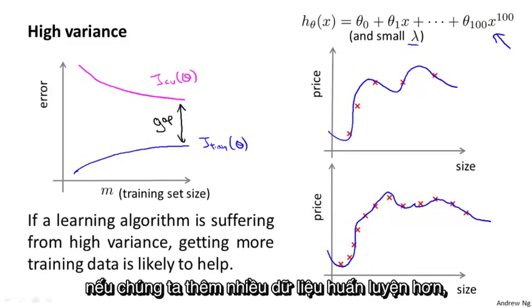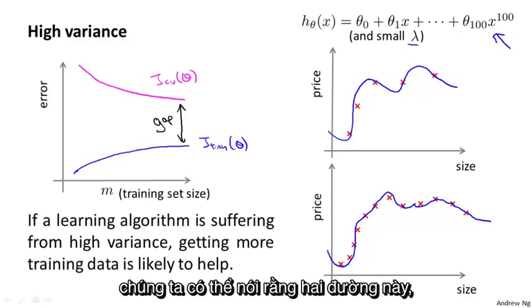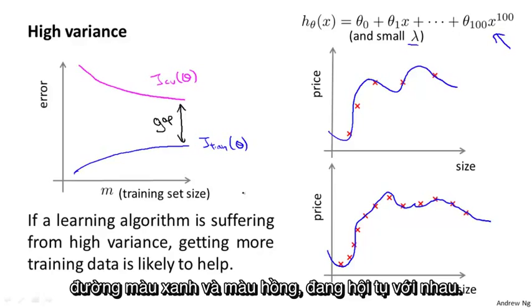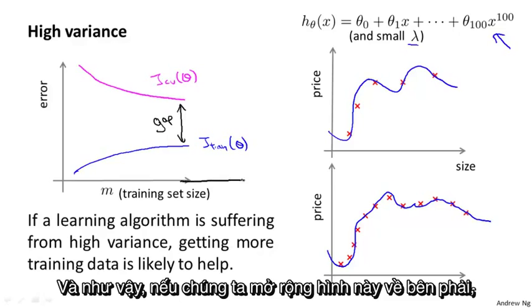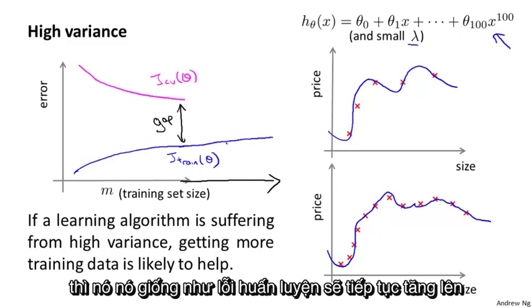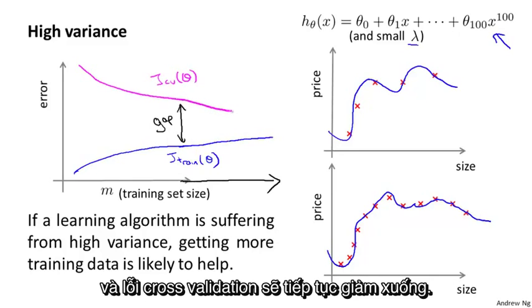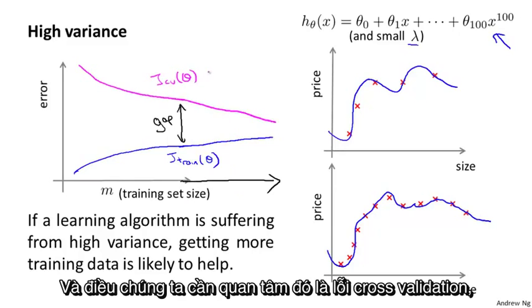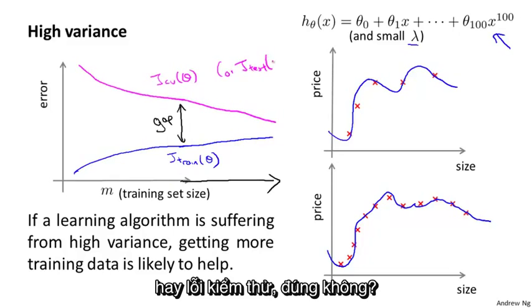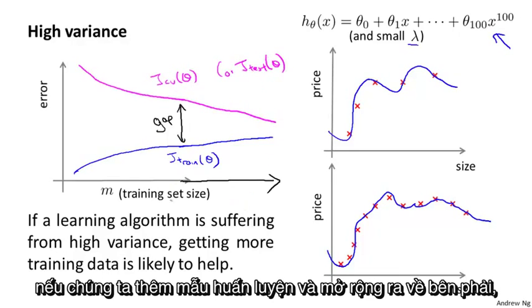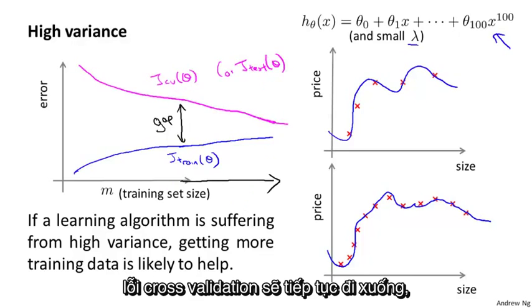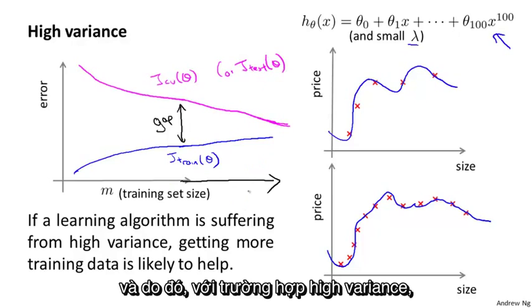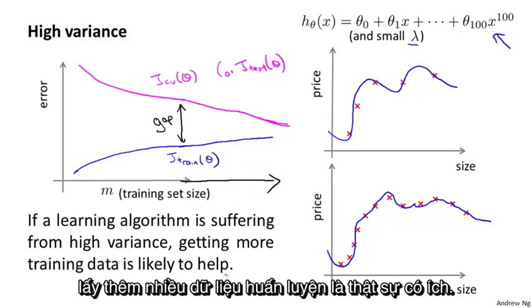And looking at this figure, if we think about adding more training data, that is taking this figure and extrapolating to the right, we can kind of tell that the two curves, the blue curve and the magenta curve, are converging to each other. And so if we were to extrapolate this figure to the right, then it seems likely that the training error would keep on going up and the cross-validation error would keep on going down. And the thing we really care about is the cross-validation error, or the test set error, right? And so in this sort of figure, we can kind of tell that if we keep on adding training examples and extrapolate to the right, our cross-validation error will keep on coming down. And so in a high variance setting, getting more training data is indeed likely to help.